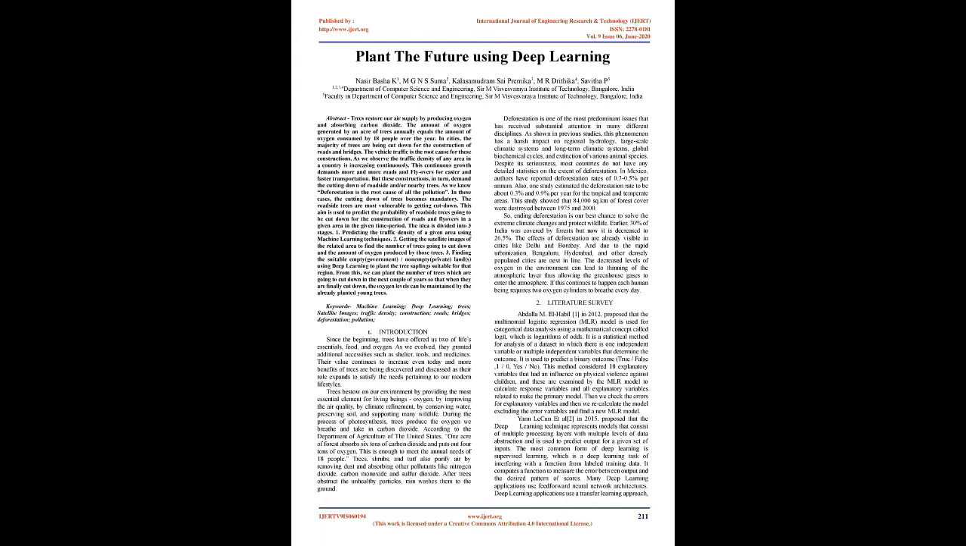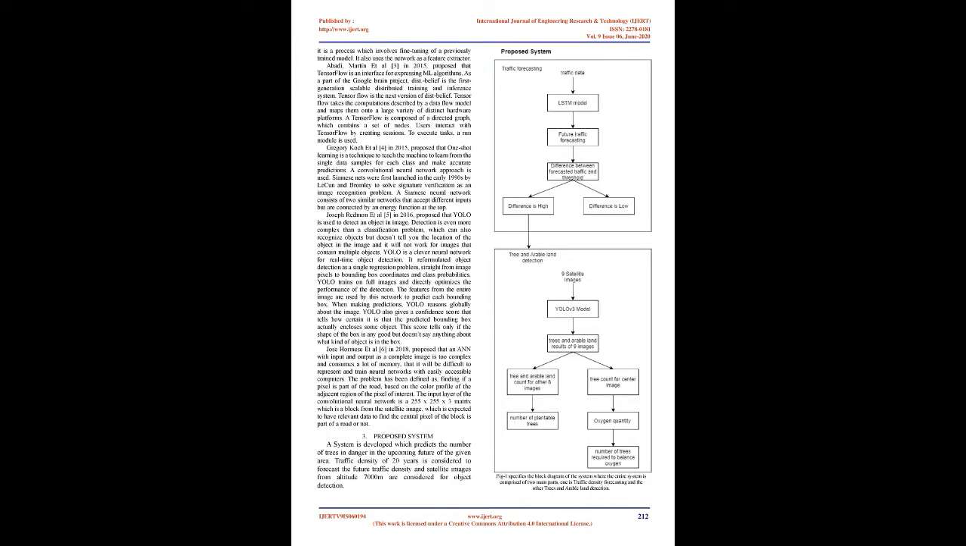Despite its seriousness, most countries do not have any detailed statistics on the extent of deforestation. In Mexico, authors have reported deforestation rates of 0.3 to 0.5% per annum. Also, one study estimated the deforestation rate to be about 0.3% and 0.9% per year for the tropical and temperate areas. This study showed that 84,000 km² of forest cover were destroyed between 1975 and 2000. So, ending deforestation is our best chance to solve the extreme climate changes and protect wildlife.